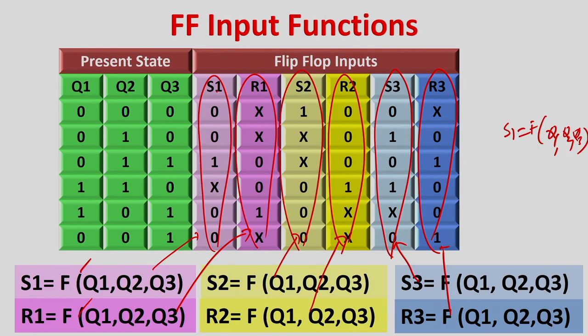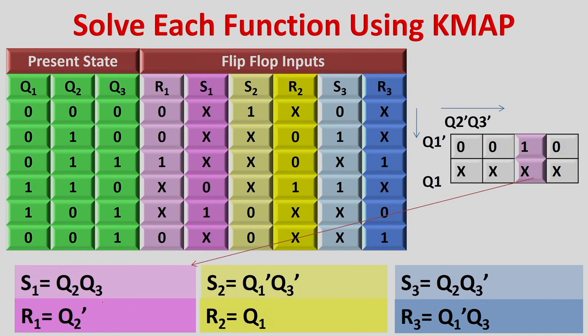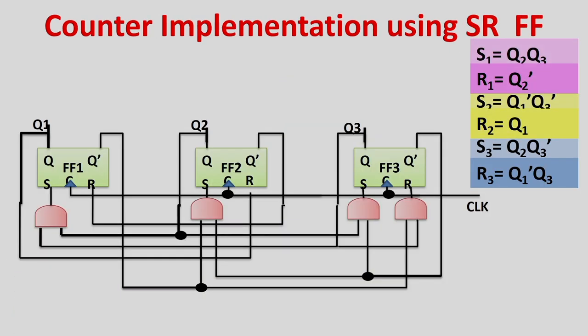So the earlier one is the functions, and this is the required logic. Once we derive these, the implementation is easier. Using RS flip flop, we can implement this with AND gates 1, 2, 3, and 4. So clearly 4 AND gates are required. For NOT, we do not require a gate, because every flip flop has a complemented output.